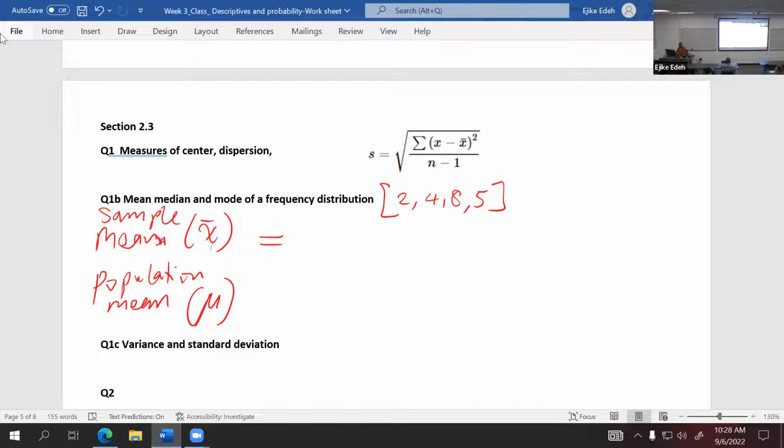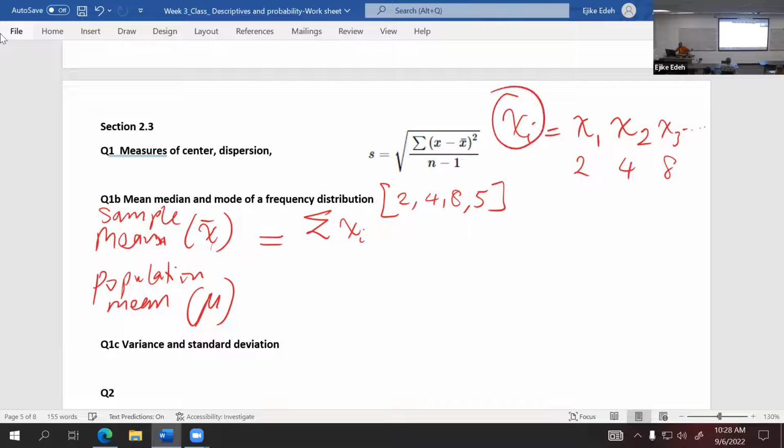So the sample mean is given as the sum of all your data. I'm using Xi as our data. In this case, Xi will be X1, X2, X3, all the way to the number of data you have. So if you match them, your X1 could be 2, your X2 will be 4, your X3 will be 8, and then you continue to whatever number of data you have. So we're using Xi to represent the range of values. I'm saying sum of the data divided by how many they are. That is the formula for computing the mean.